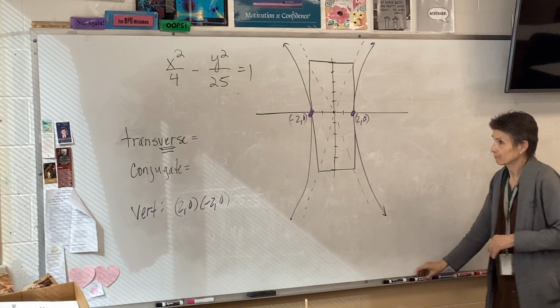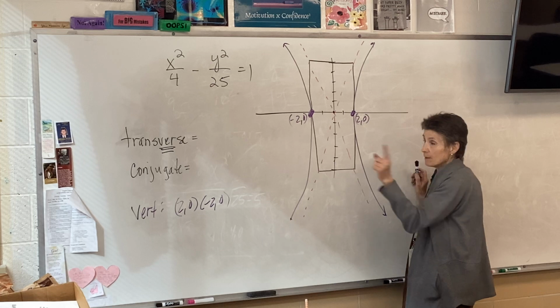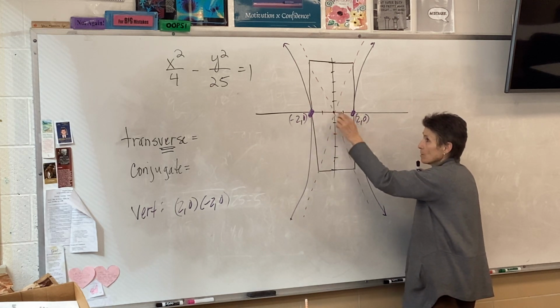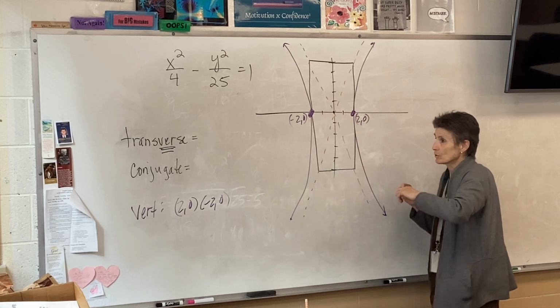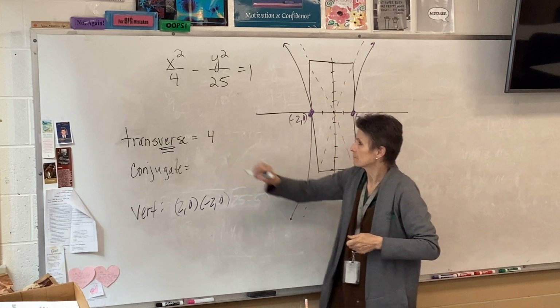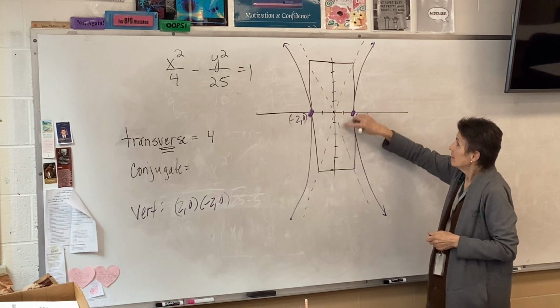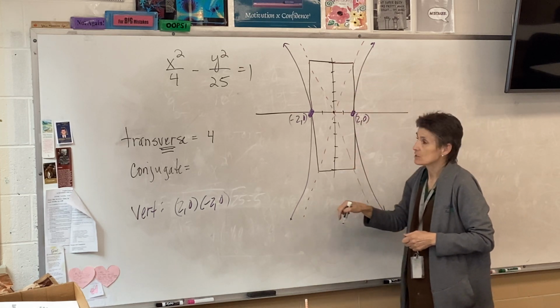Now, this is the transverse axis. These are the vertices. That's the transverse axis. So the transverse axis is 4. And the conjugate axis is up and down 5. So it is 10.